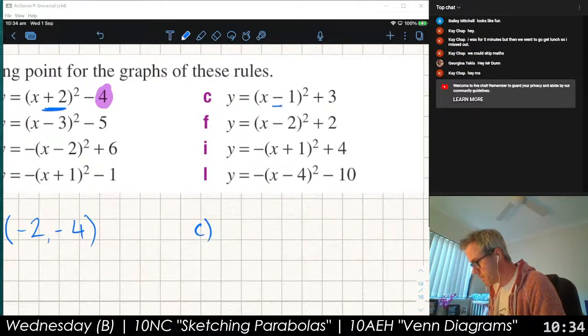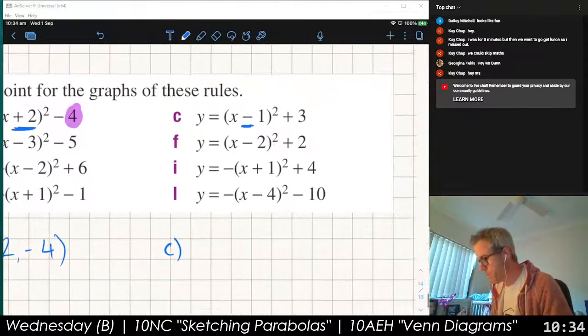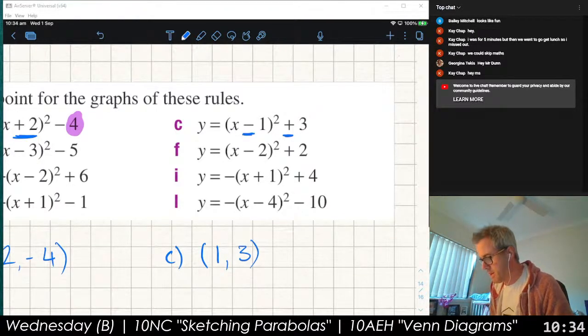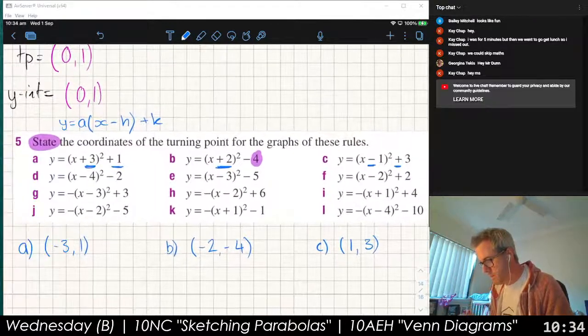C is pretty straightforward. As you can see, we've got our negative value there, which correlates with our turning point formula, and we've got our positive there. So this one is nice and easy. This one here is just 1 and 3, like so. All right, there's the first 3 questions of number 5 done. The rest of it is, of course, up to you.